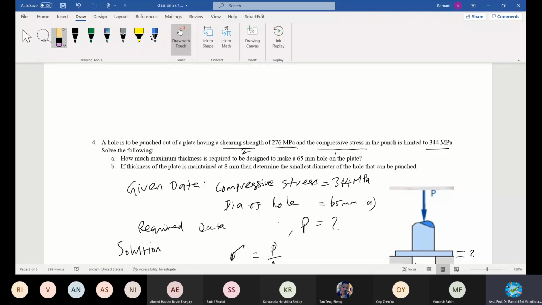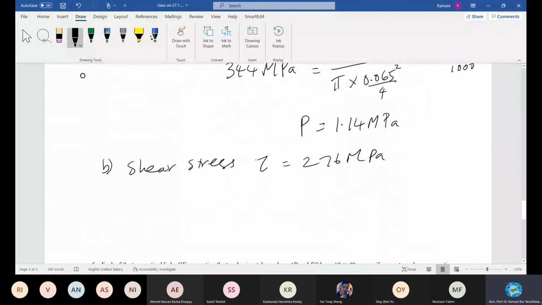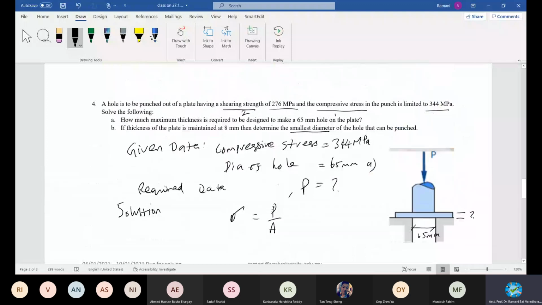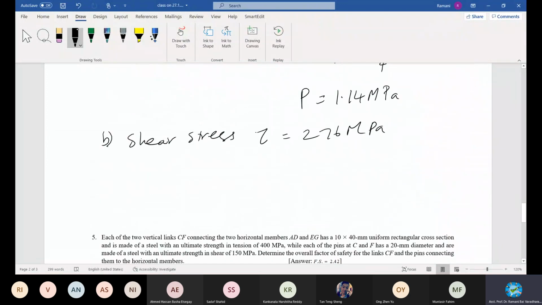Vice versa, if thickness needs to be found out, you can still use the shear stress. If thickness is given and the corresponding diameter you need to know, still you can use shear stress so that you get the answer for the unknown. Read again now. The thickness of the plate is 8 mm, thickness is given, right? One dimension of the shear stress area is given to you already.